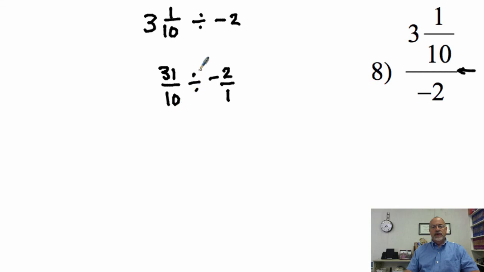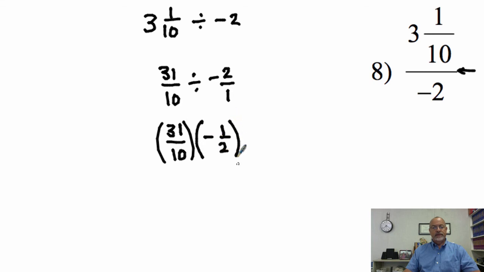I cannot pre-reduce because there's a division sign. The only time I can do that is with multiplication. So I'm going to interpret this division sign and rewrite this. So 31 over 10 divided by 2 means to multiply by the reciprocal of that. Now that it's a multiplication problem, I would reduce if I could.